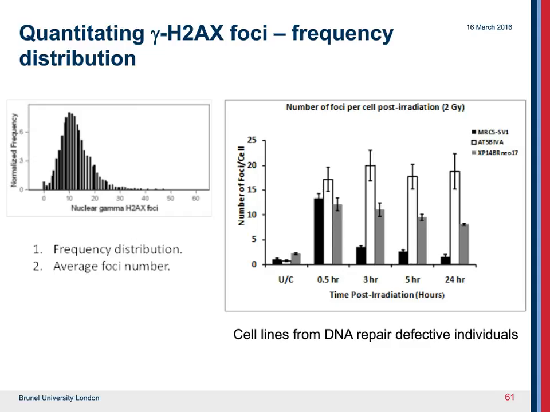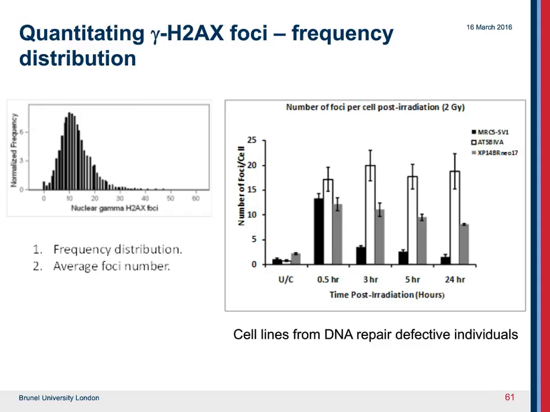Now, if you look at the black bars, that's the kinetic you will see in a repair normal individual. At half an hour, you see induction of foci and then a rapid decline, and that represents the repair of DNA damage. In the white bars, however, you see induction of foci and then persistence of the foci. And this is because in this individual, they have an inherited defect in double-strand break repair, because these cells are derived from an individual with ataxia telangiectasia, which is a classic inherited syndrome where there is a failure to repair double-strand breaks.